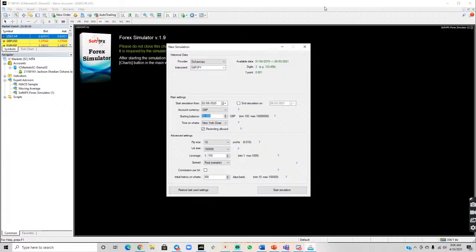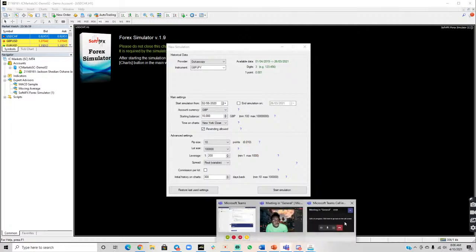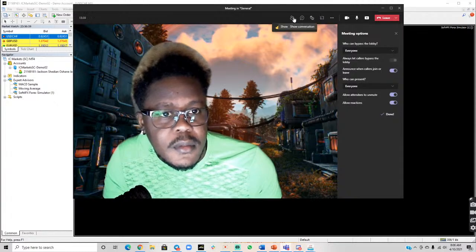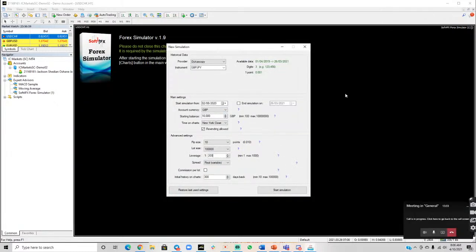Let's do a 10K account. New York close, leverage 1 to 200. All right, so the leverage is 1 to 200.